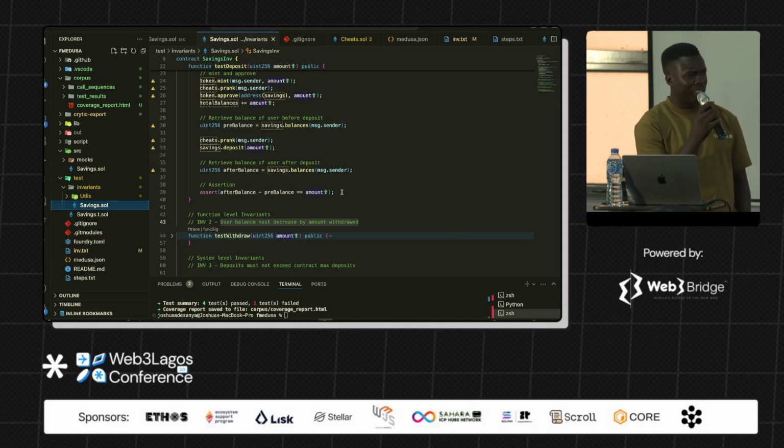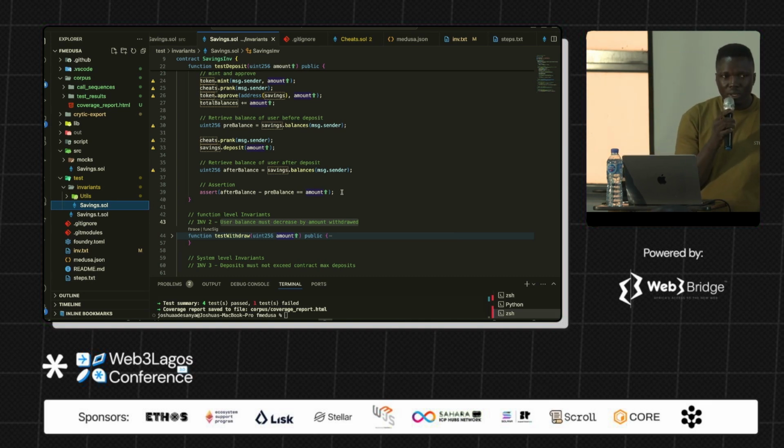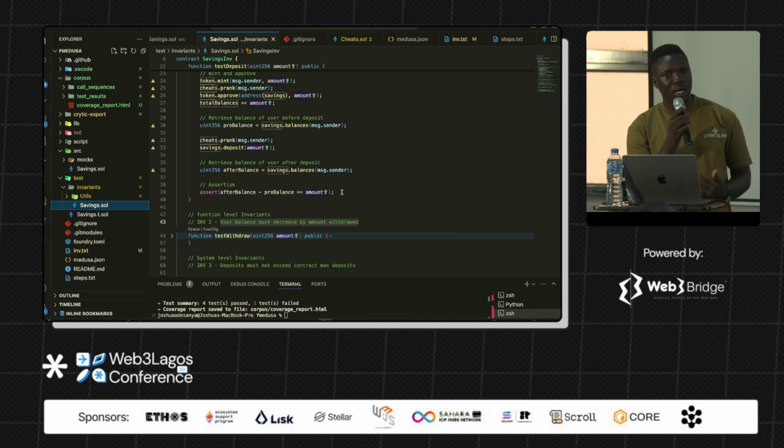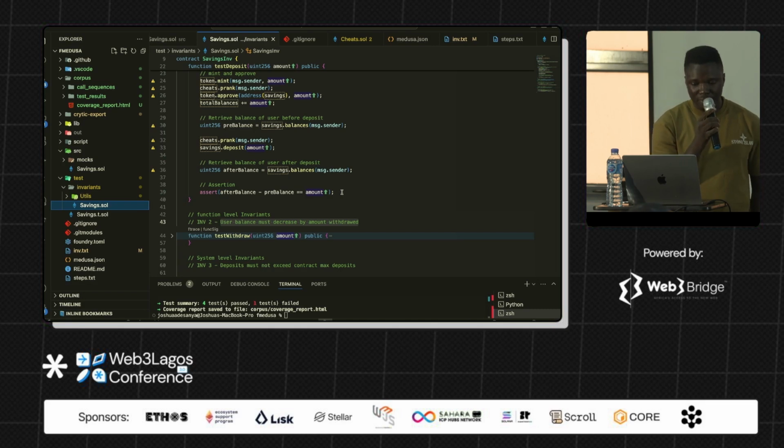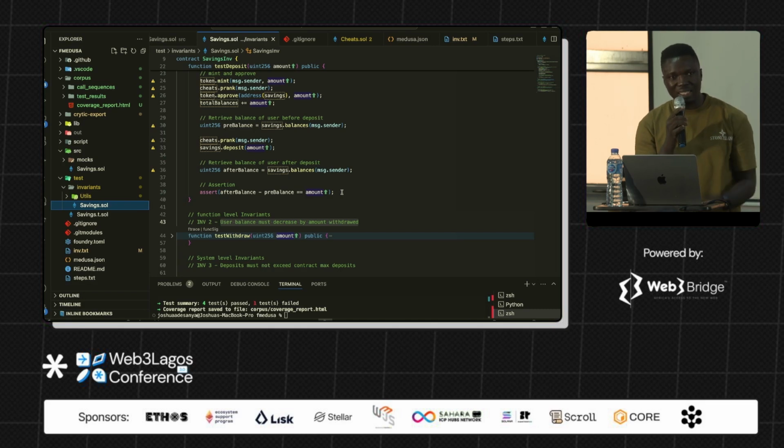Does that make any sense? I'm just trying to check that I have deposited this money now, and I get my balance. So when I subtract my balance after and my balance before, I should be able to get the amount actually deposited, right? Then I'm testing with the assertion, and if it remains true, that means the test passes. So that is the first invariant.